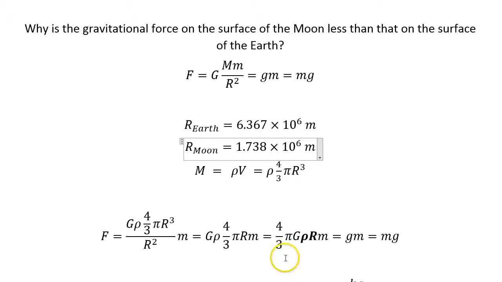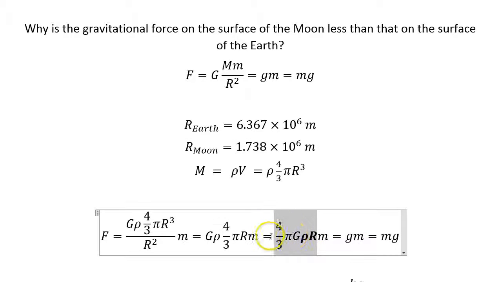Okay, if we rearrange these terms, we get 4/3 pi G rho r times the mass of whatever little object is on there. So the force of gravity on the surface of an object, like a planet or a moon, is proportional to rho, the density of that object, times r, the first power of the radius. And the g, of course, would be this quantity right here.